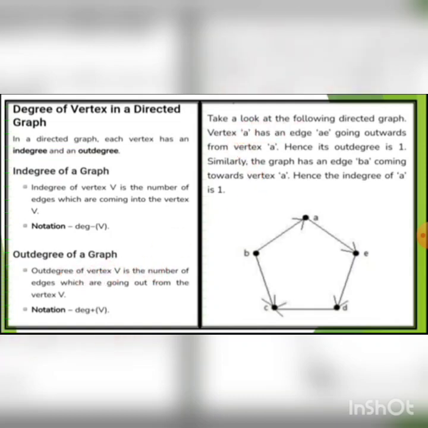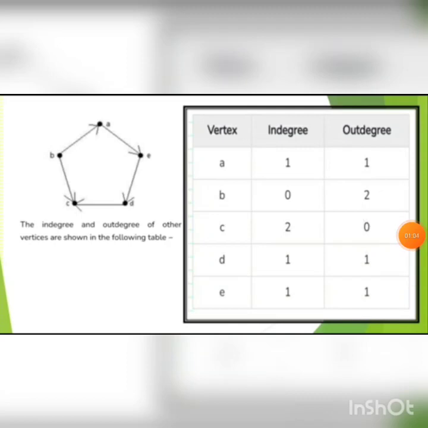Take a look at the following directed graph. Vertex A has edge AE, that is this edge AE going outward from vertex A, hence its out degree is 1. Similarly, the graph has an edge BA coming towards vertex A, hence the in degree of A is 1. The in degree and out degree of other vertices are shown in the following table.